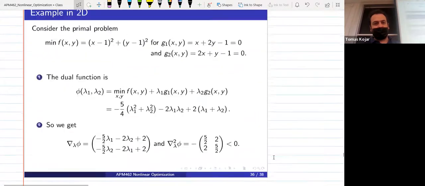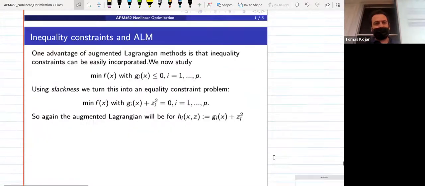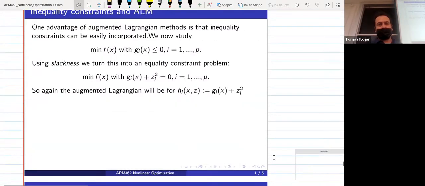I'll do that on Tuesday. But it's not hard, let me just tell you. When you have this thing, you want the slack variable. Yes, that's exactly right.